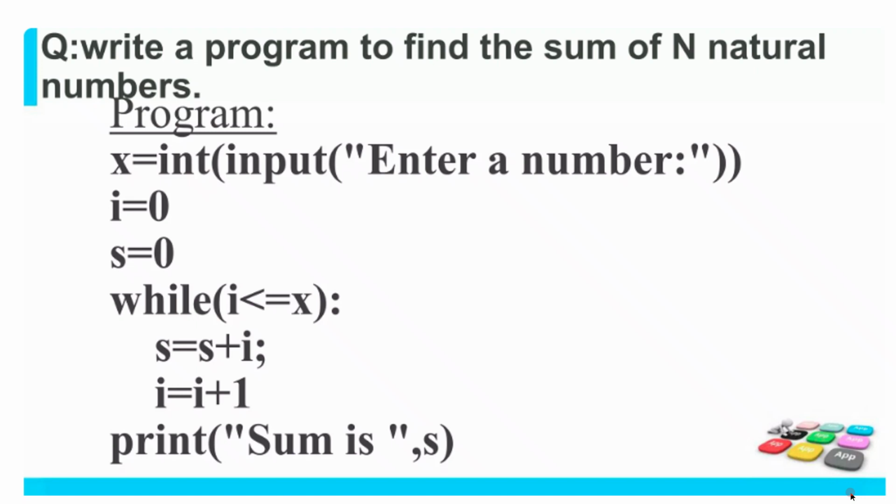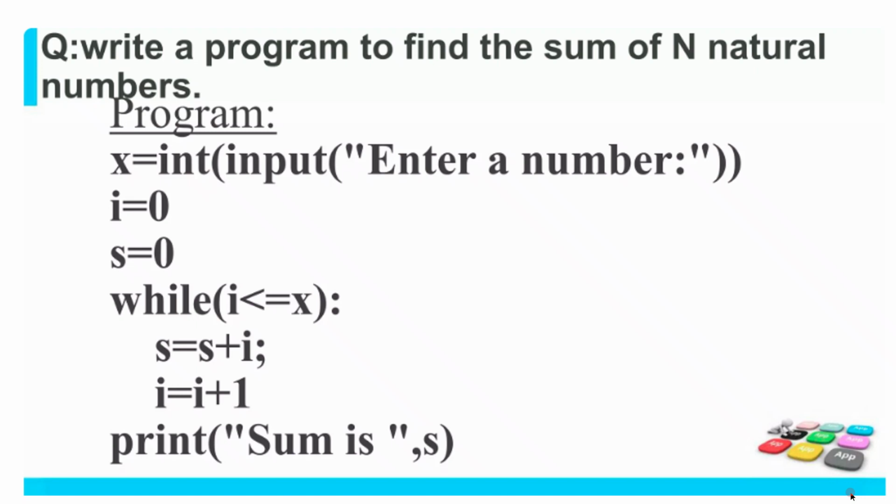According to the question, first we need to ask for a number from the user. That is why we have written x = int(input("Enter a number")). We know why we have written int, because whatever number is given by the user will be in the form of a string. First we need to convert this string into integer format. So this string will be converted into integer format because of this int. So whatever number is given by the user will be stored in x.